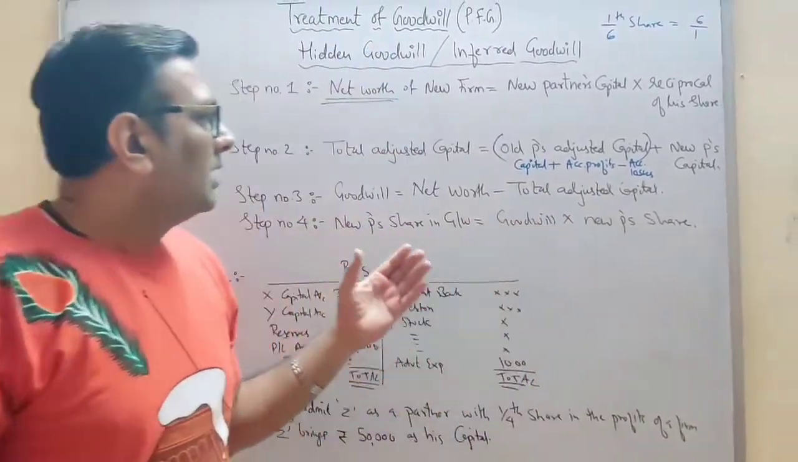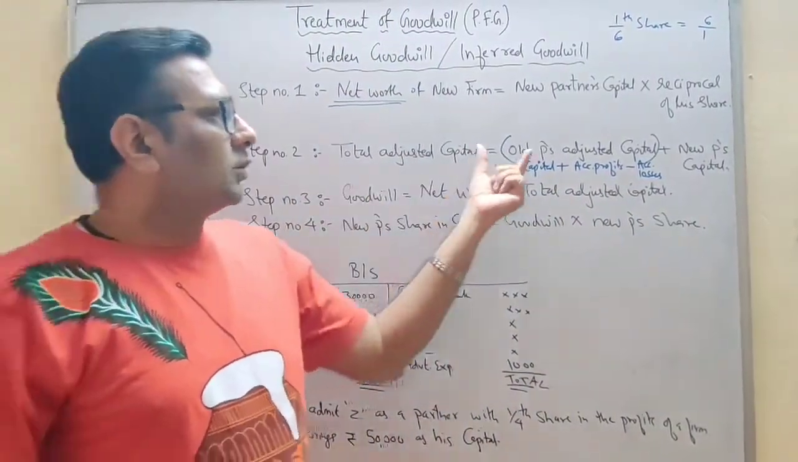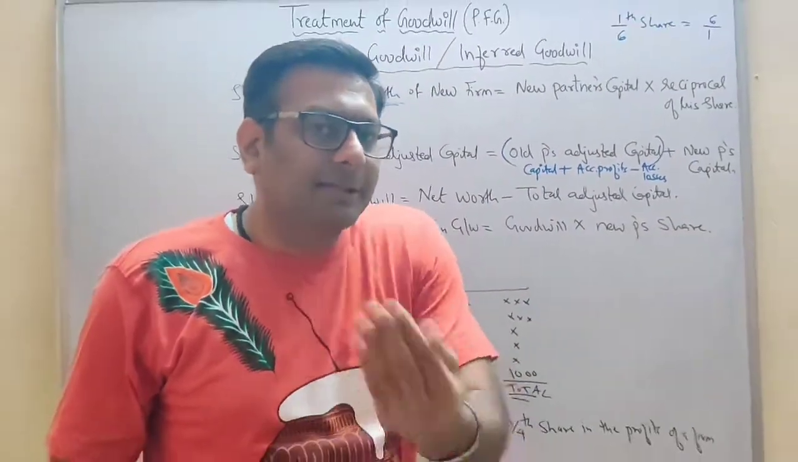Now let's continue. So total adjusted capital. Total adjusted capital, how to find, students? I am repeating.